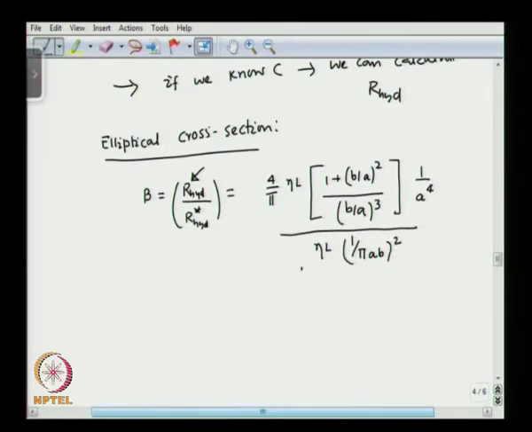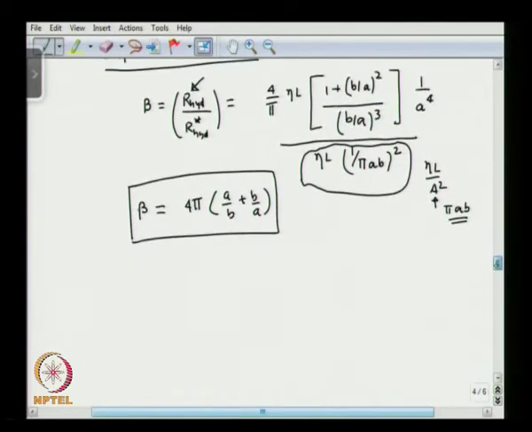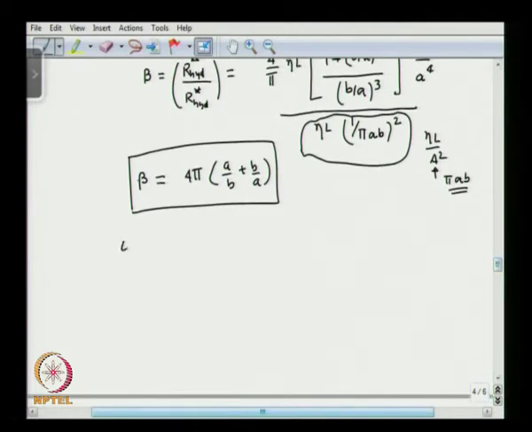So, this is the natural hydraulic resistance, which is eta L over A square, and the area of an ellipse is pi A B, right. This is what we know. So, this is the expression for the correction factor. If you simplify, you get 4 pi into A by B plus B by A. So, this is the correction factor for an elliptical cross section. Now, if it is a circle, A equal to B, so beta will be 8 pi.